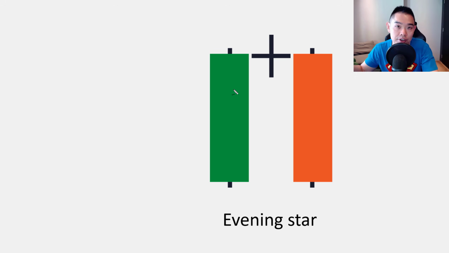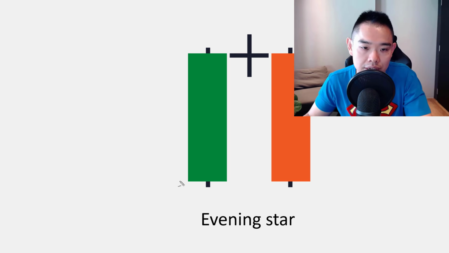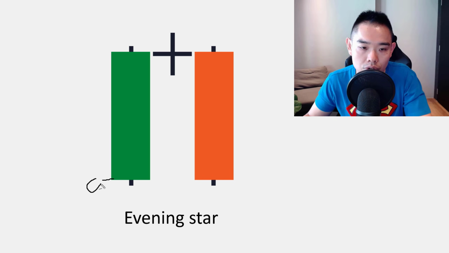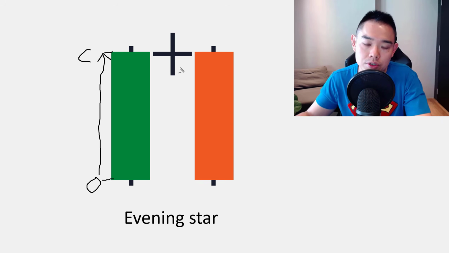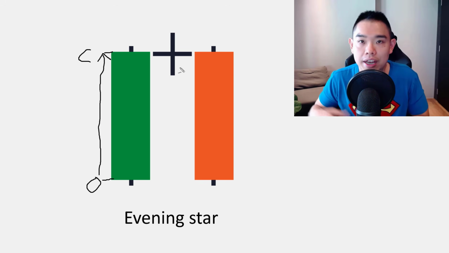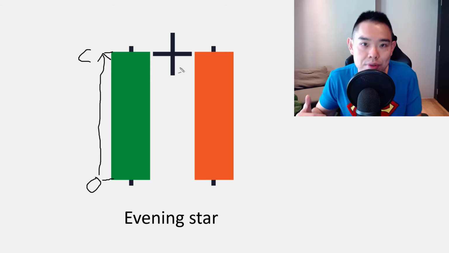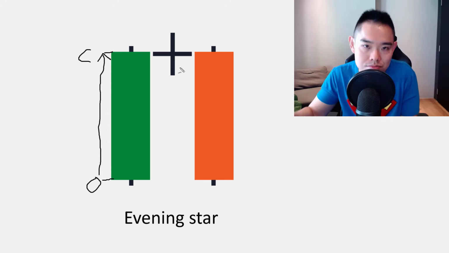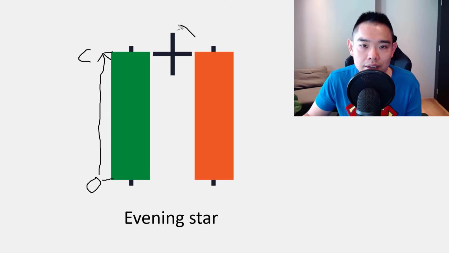So again, the evening star is just the inverse of the morning star. The first candle, you can see that the buyers are in control. This is the opening price. They drive the price up higher and close near the highs of the day. Clearly at this point, the buyers are in control. And the next day, they thought, oh man, let's drive the price up further, let's push it up to the moon.